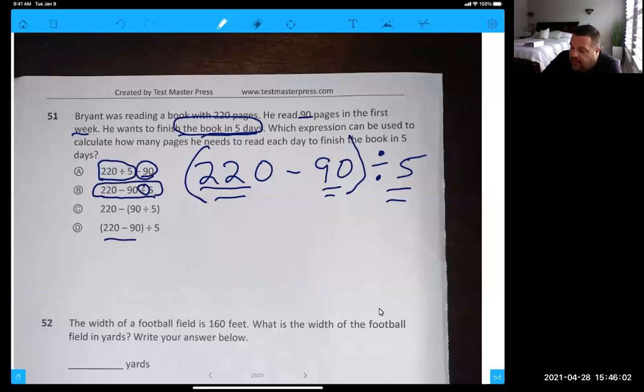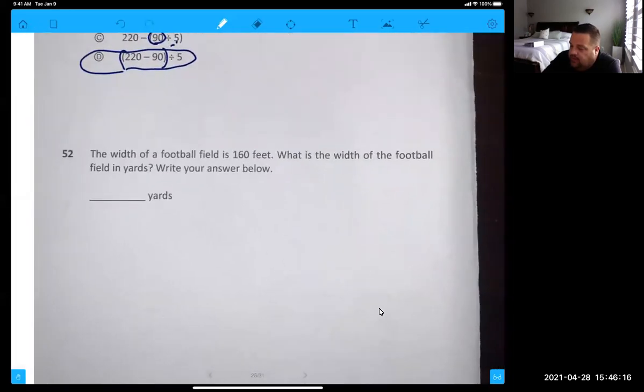So don't forget, here's your answer. You've got to put those parentheses in there because that'll tell you what you're doing first, right? And then this one, I don't know why you would divide the 90 pages he read by the five days. That doesn't make sense, right? All right, do number 52.